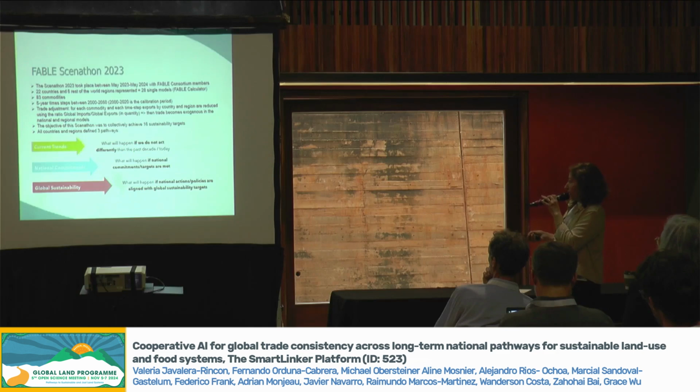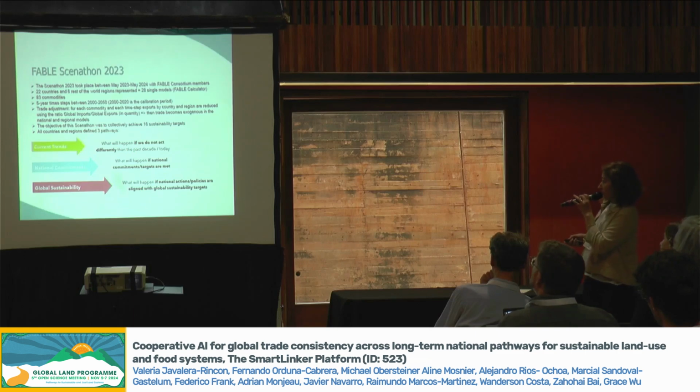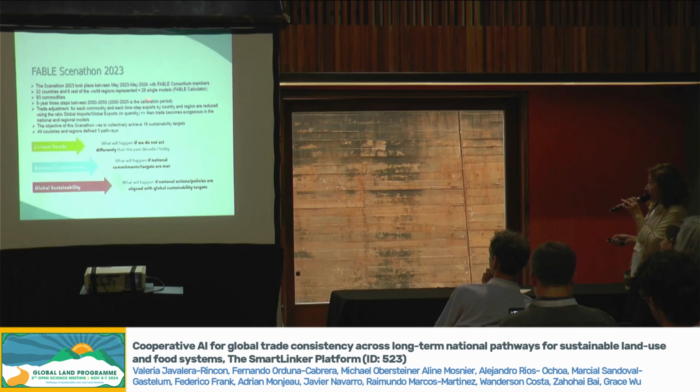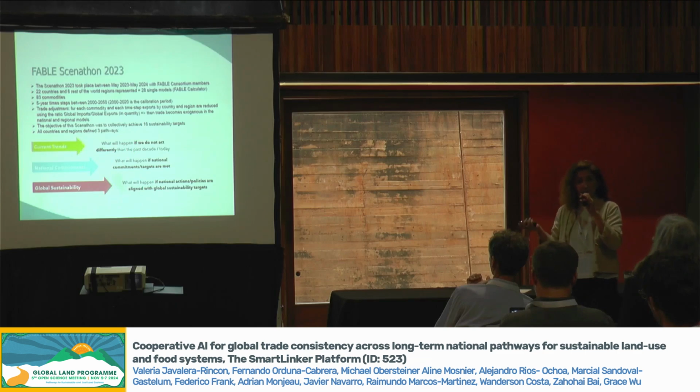For example, Senaton 2023 was made in May 2023 with FABLE consortium members. 22 countries participated. We had 6 rest of the world regions represented in 28 single models of the FABLE calculator, each of them at the national level and regional level. We had 83 commodities.